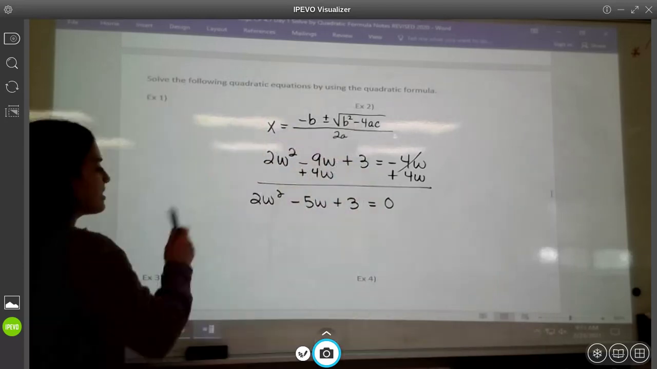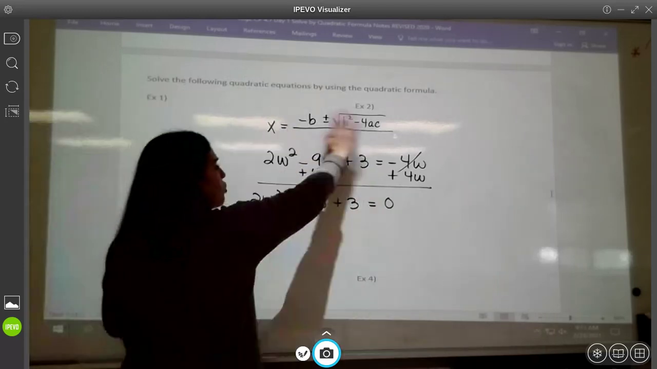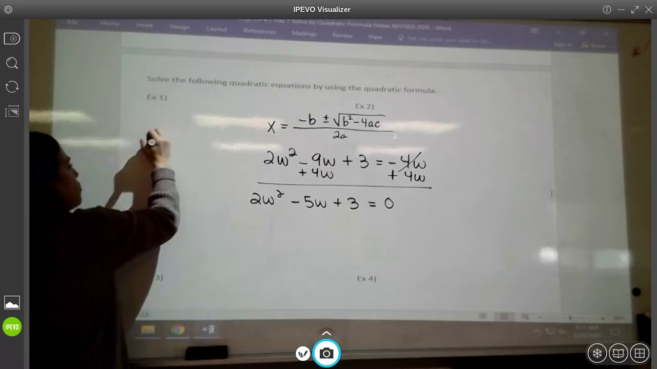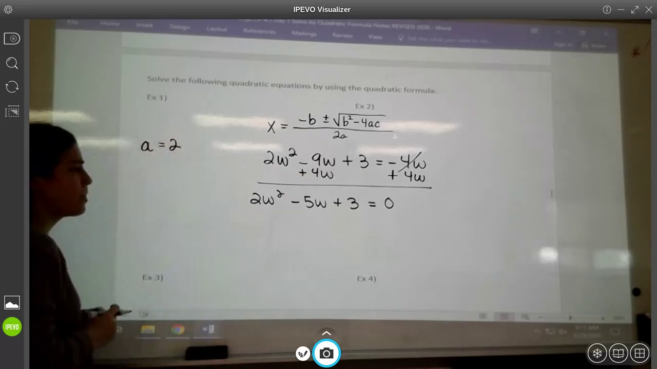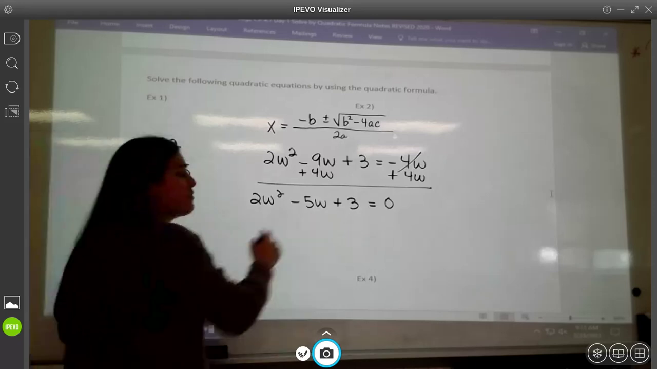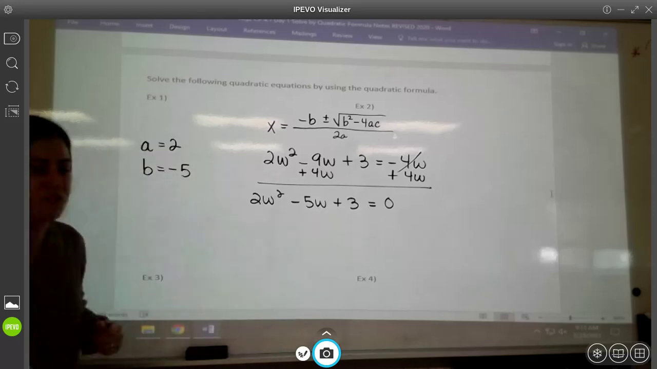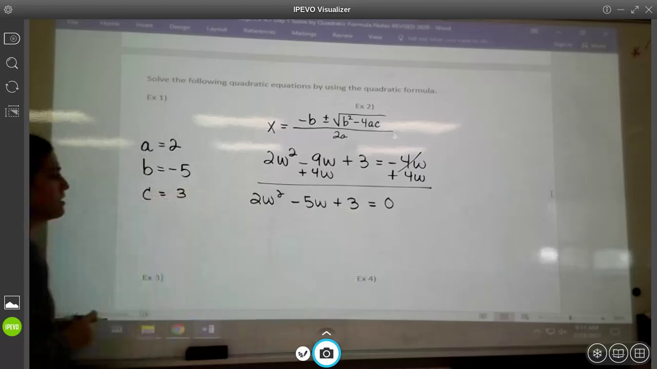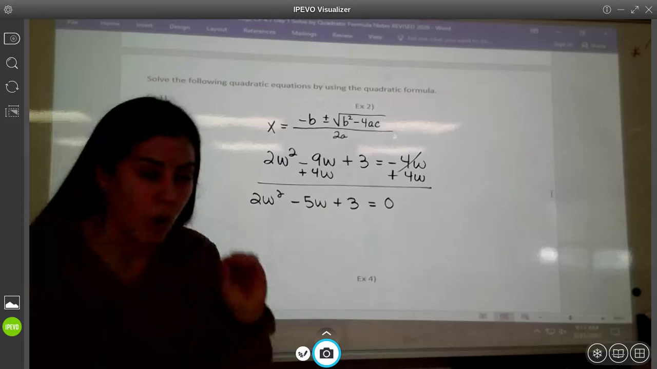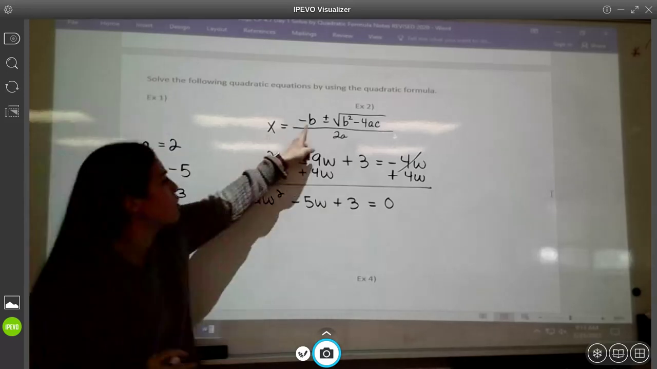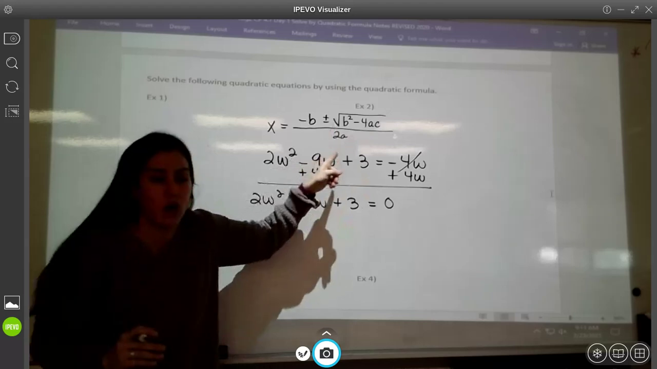Okay, so guys, let's get A, B, and C. If I have to plug certain numbers into this formula, let's get them. So A is going to be 2, the number in front of the square term. B is going to be negative 5, the number in front of the just w, which is your just x, if you will. And then your C is going to be 3, the number at the end. And now all you have to do, one at a time, is plug 2, negative 5, and 3 in for their corresponding variables in the quadratic formula.